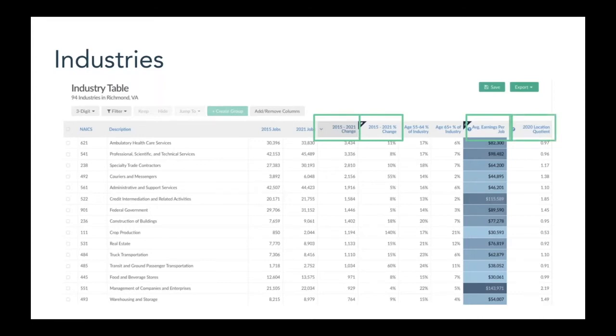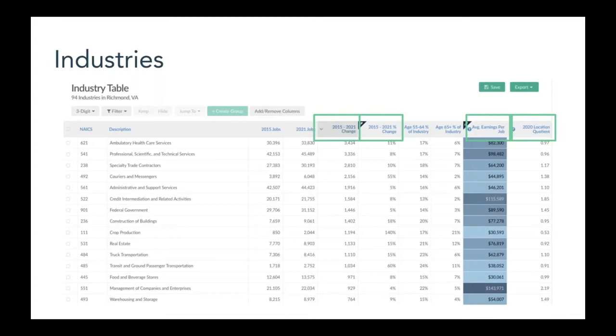That's a really interesting one because it helps you answer the question, what are the unique strengths of my region? So location quotient, if you're not familiar with it, is a measure of how concentrated this industry is in my region versus the national average. If the location quotient number is over 1, then it's more concentrated in your region versus the average. If it's less than 1, then it's less concentrated than the average.